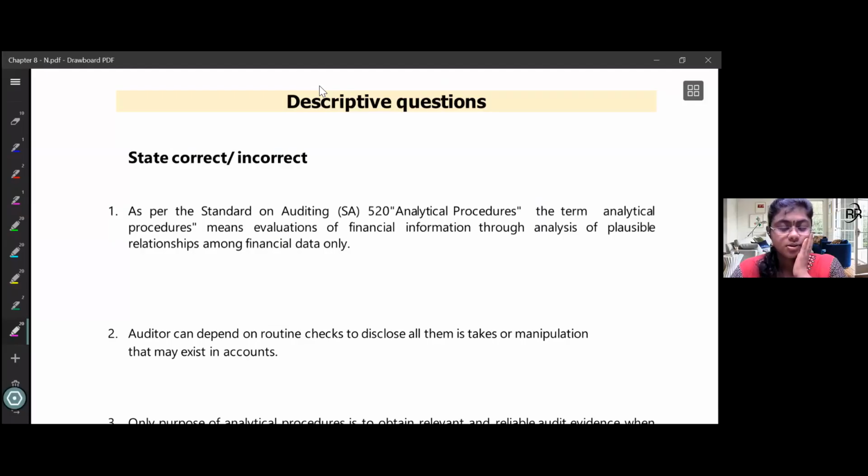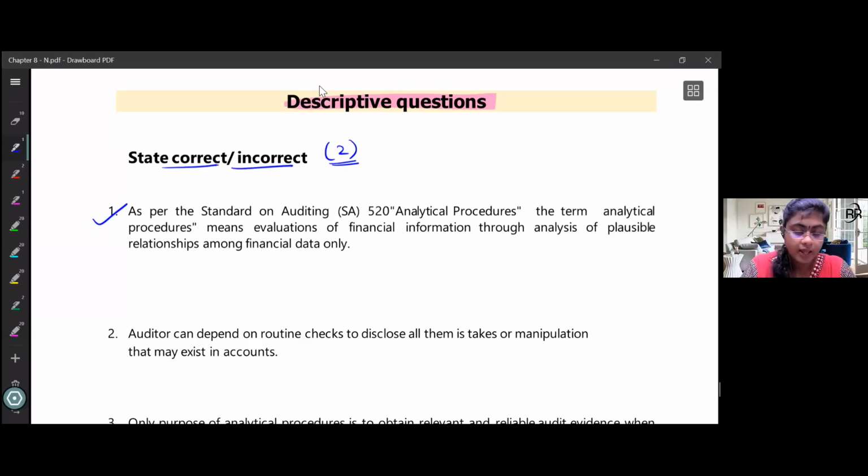So students, the descriptive questions with respect to analytical procedures. State correct, incorrect. Usually, you know, right? Correct, incorrect are asked in the compulsory questions mostly. 2 marks each.